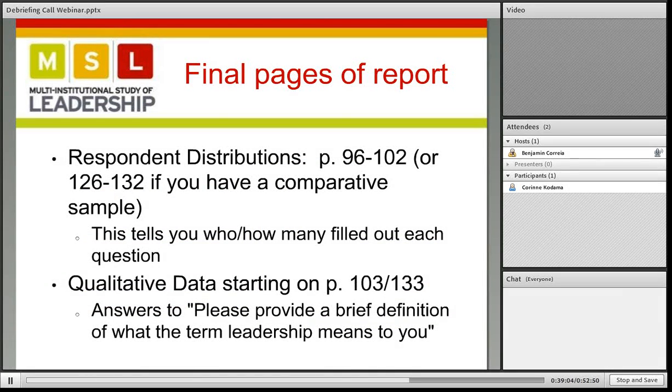Also, starting on page 103 or page 133, there are answers to the one qualitative question on the MSL, which was, please provide a brief definition of what the term leadership means to you. Again, you can do with this information what you want.